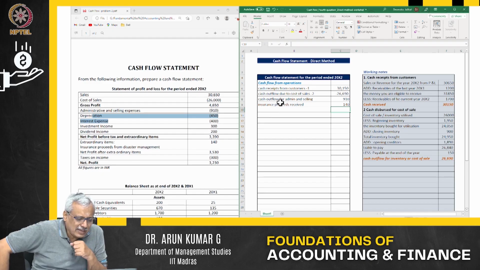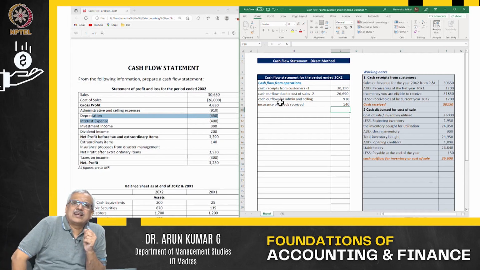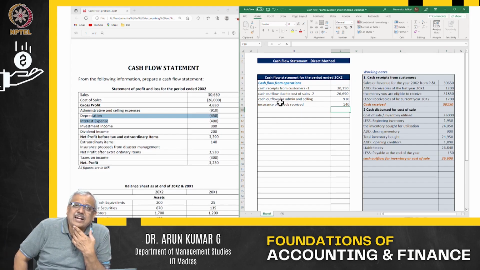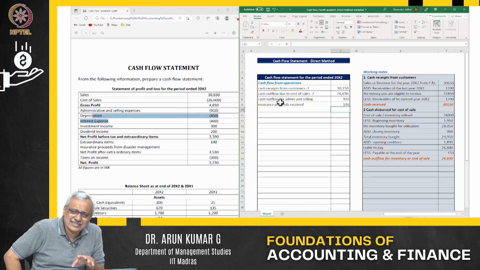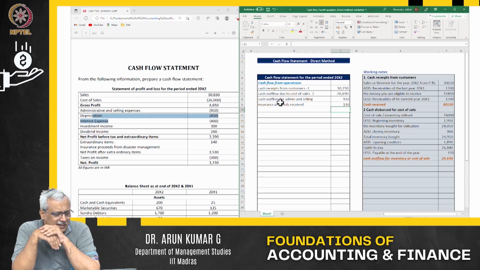Now, you can argue with me, sir, there is dividend income and interest income, and on that you have paid tax, and that also would add to the profit. Yes, I don't deny that. So the tax pertaining to the dividend part or the investment income part, I will knock off. I will consider only the tax pertaining to the operations part and take it as a cash outflow here, but in this particular case that level of detail is not given, only some minor detail is given.